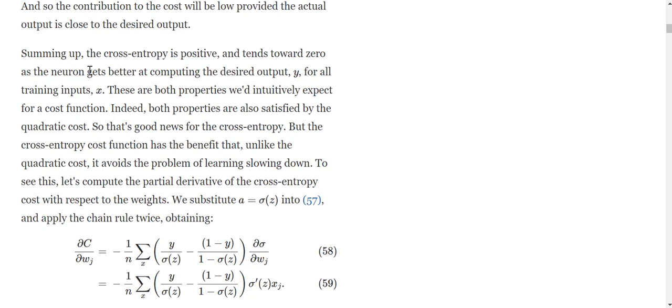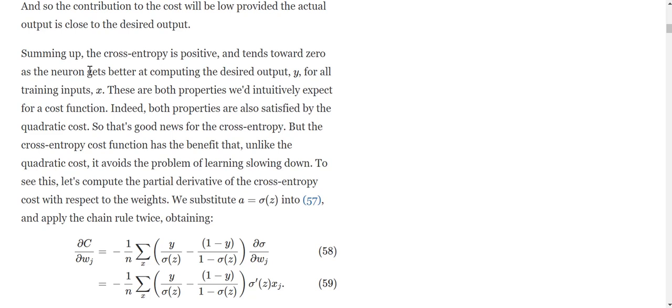These are both properties we intuitively expect for a cost function. Indeed, both properties are also satisfied by the quadratic cost. So that's good news for the cross entropy. But the cross entropy cost function has the benefit that unlike the quadratic cost, it avoids the problem of learning slowdown. To see this, let's compute the partial derivative of the cross entropy cost with respect to weights.